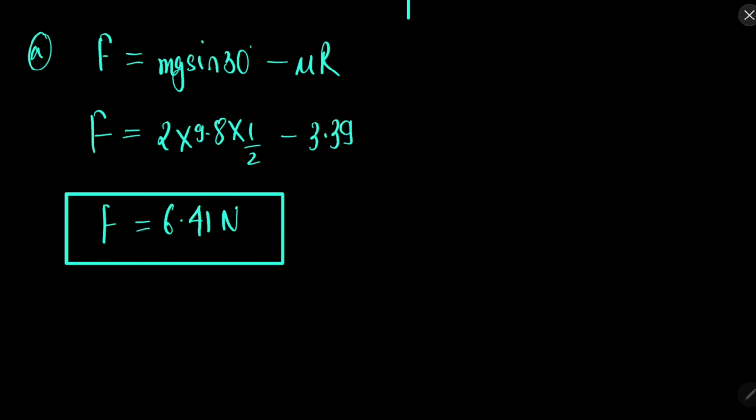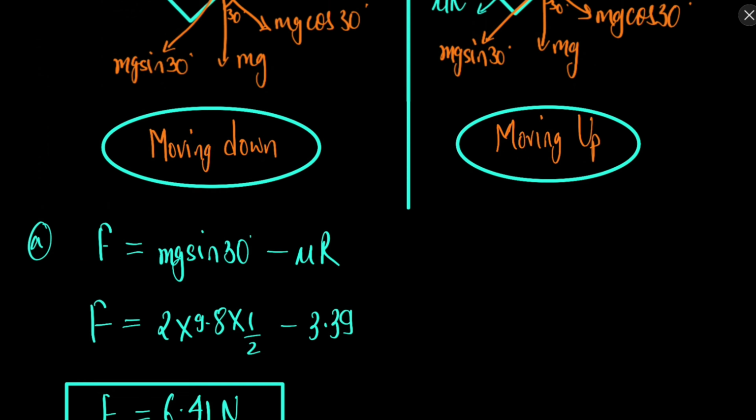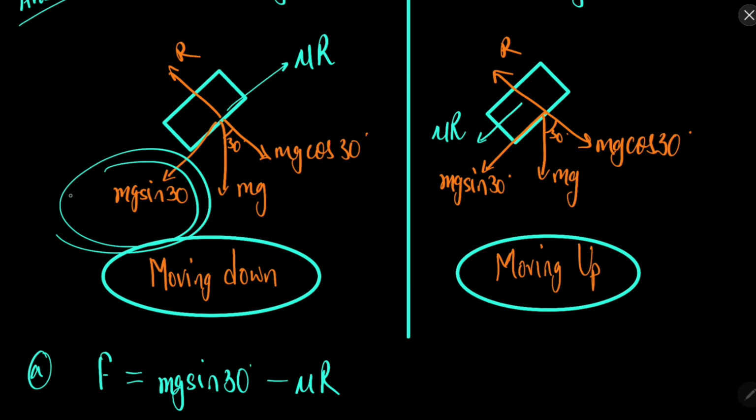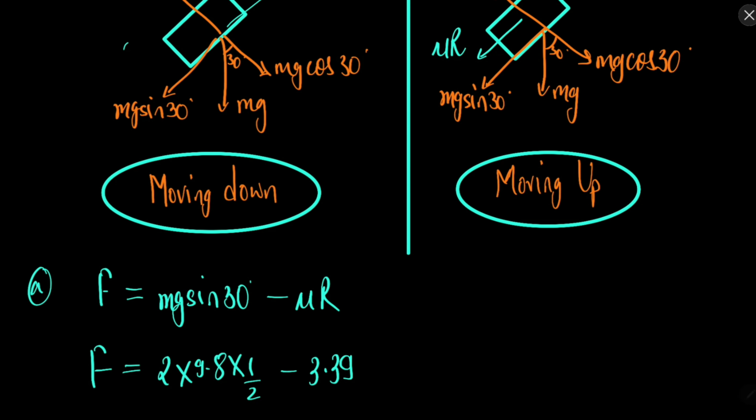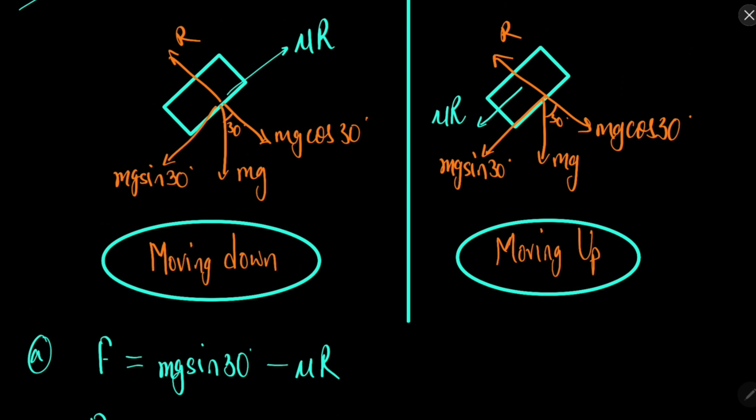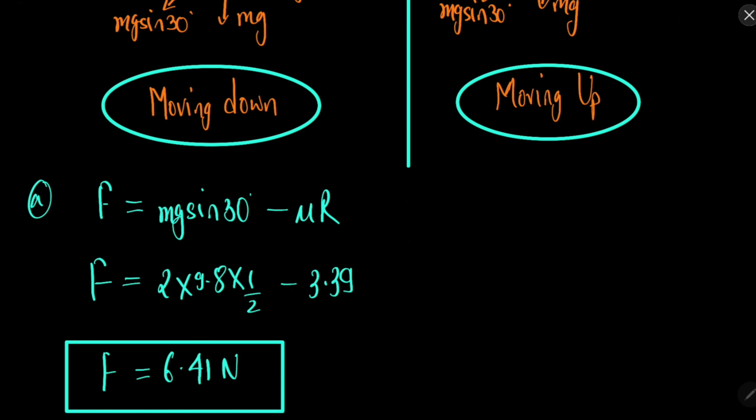Now this much force is required for the body to move down. So there will not be any requirement of any external force in order to move the body down, because this mg sin 30 degree will itself provide the force greater than 6.49. Okay, so because of that, if the block wants to move downward, there is no need to apply any external force. It will automatically move downward because of this mg sin 30 degree component.